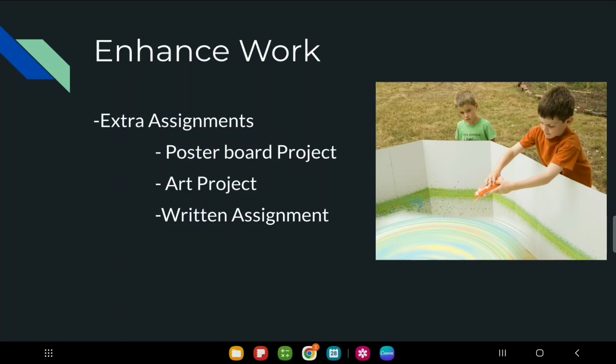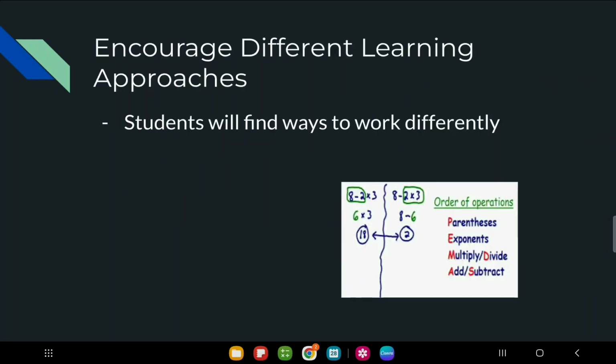So, ways to enhance work for gifted students are as follows. Students that are gifted may work through learning material and assignments faster than other students. A way to slow down the student a little is to assign fun extra work for him or her. You can assign a poster board project, art project, or even a summary paragraph or essay for that student. This will allow the student to be challenged and, at the same time, go at the same pace as other students in the class. Encourage different approaches to learning.